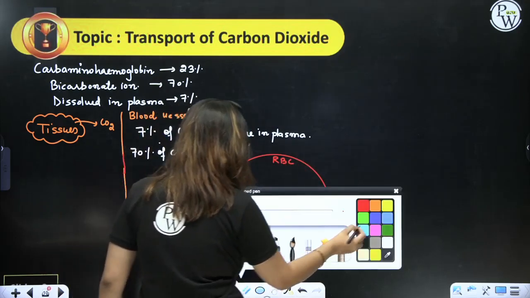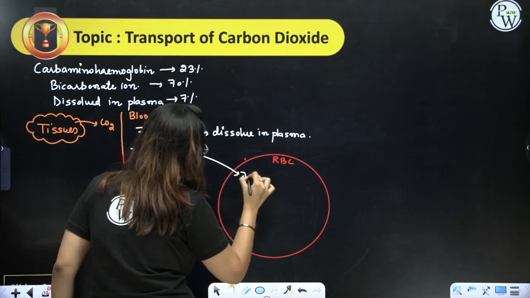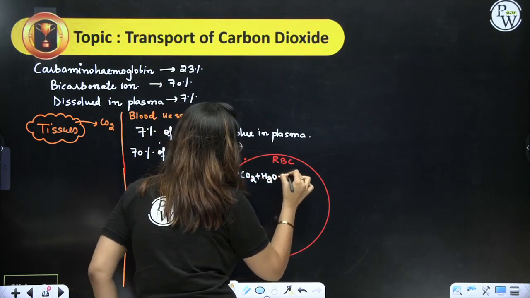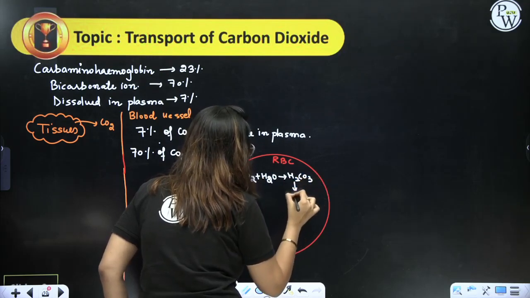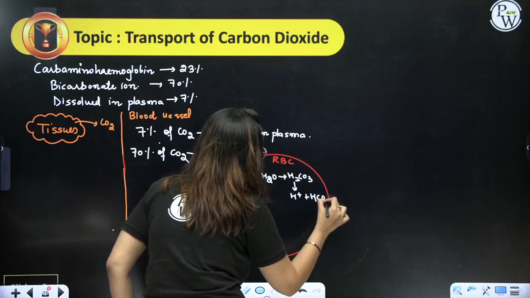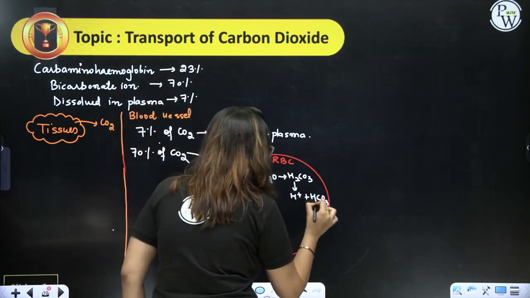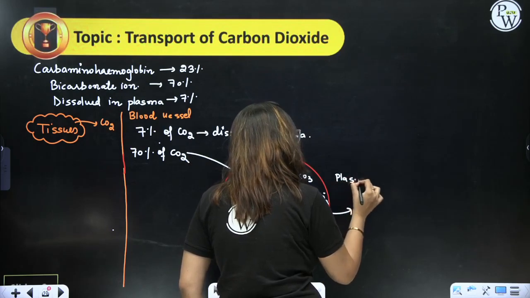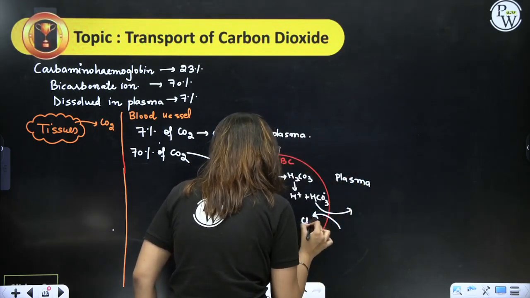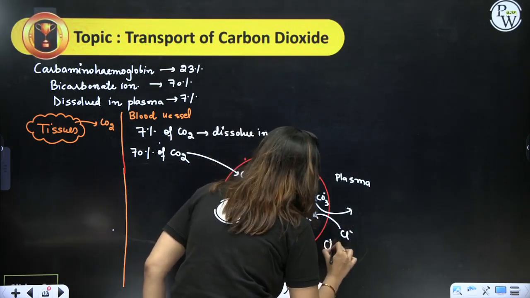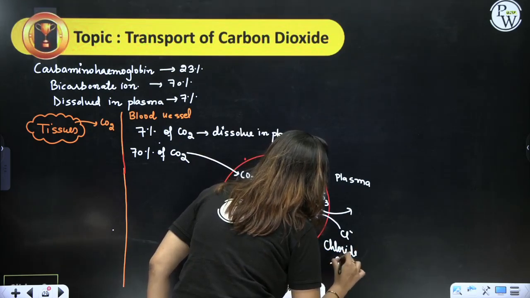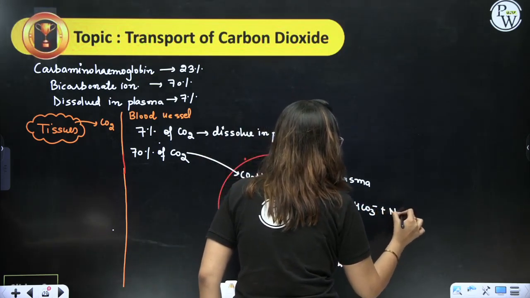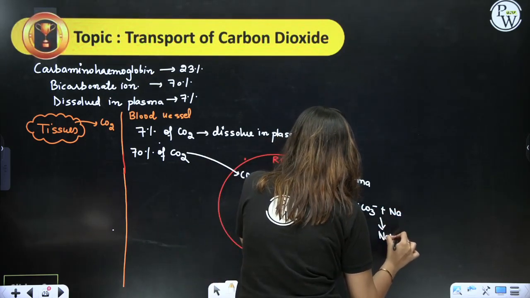Now what will happen? Now this 70% carbon dioxide will bind to the water molecule and it will form H2CO3. H2CO3 will dissociate into H+ and HCO3-. Clear? Now this HCO3- goes out into the plasma, and in exchange for it the chloride ion comes in. This is termed the chloride shift. Very important question. Chloride shift. Clear? Now this HCO3- binds with sodium in plasma and forms NaHCO3.